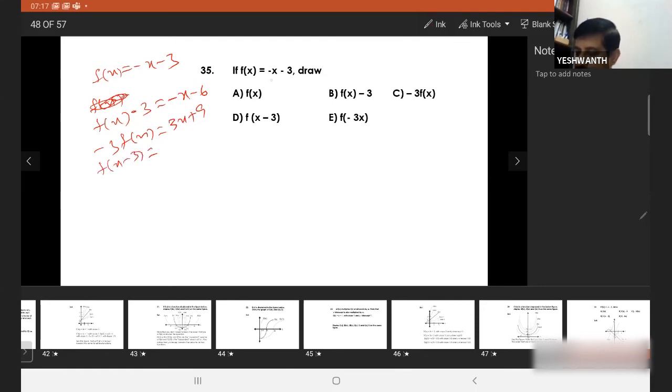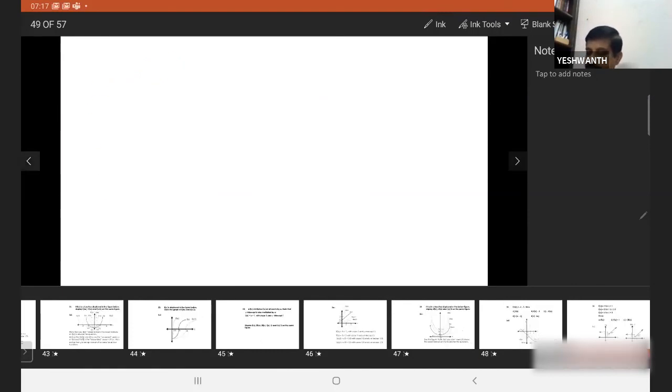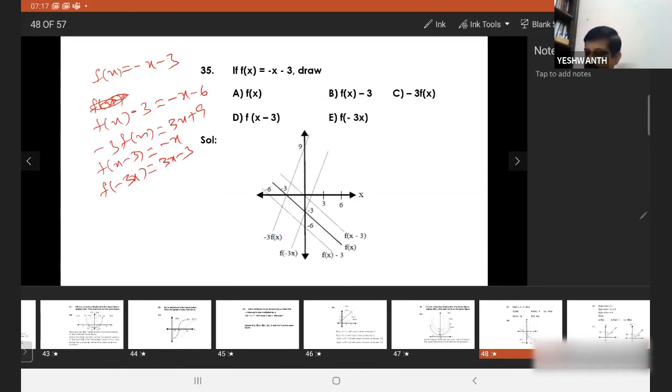In place of x, you write x minus 3. So minus of (x minus 3). So that is minus x. f(minus 3x) is 3x minus 3, like that. These are all the different values you'll be getting. So all these functions are described here. Okay. So for f(3x), slope is 3 plus 3. So this will be the value. Okay. So keep on changing.